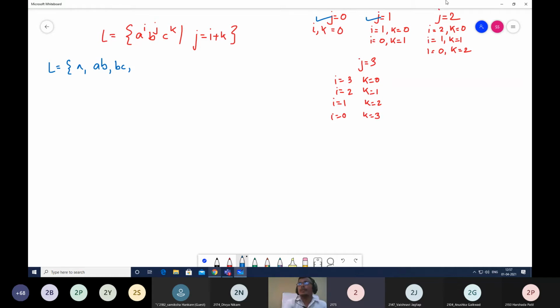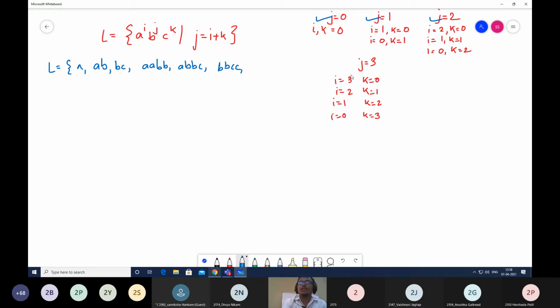Yes, sir. Now when my value of j is 2, I'll be getting three possible strings, either AABB or ABBC or BBCC, which correspond to these three values. When i is 2, k is 0, I'll get AABB. When i is 1, k is 1, I'll get ABBC. And when i is 0 and k is 2, I'll get the string BBCC. Those are my three strings when j is equal to 2.